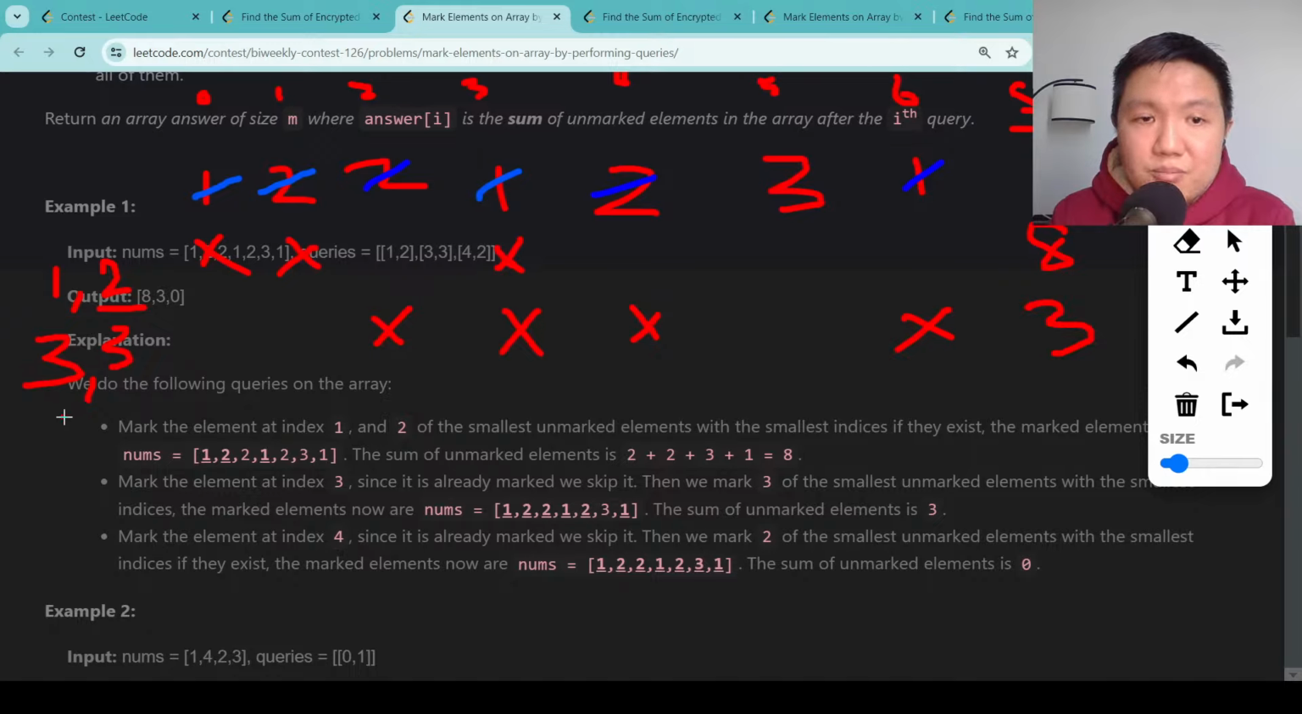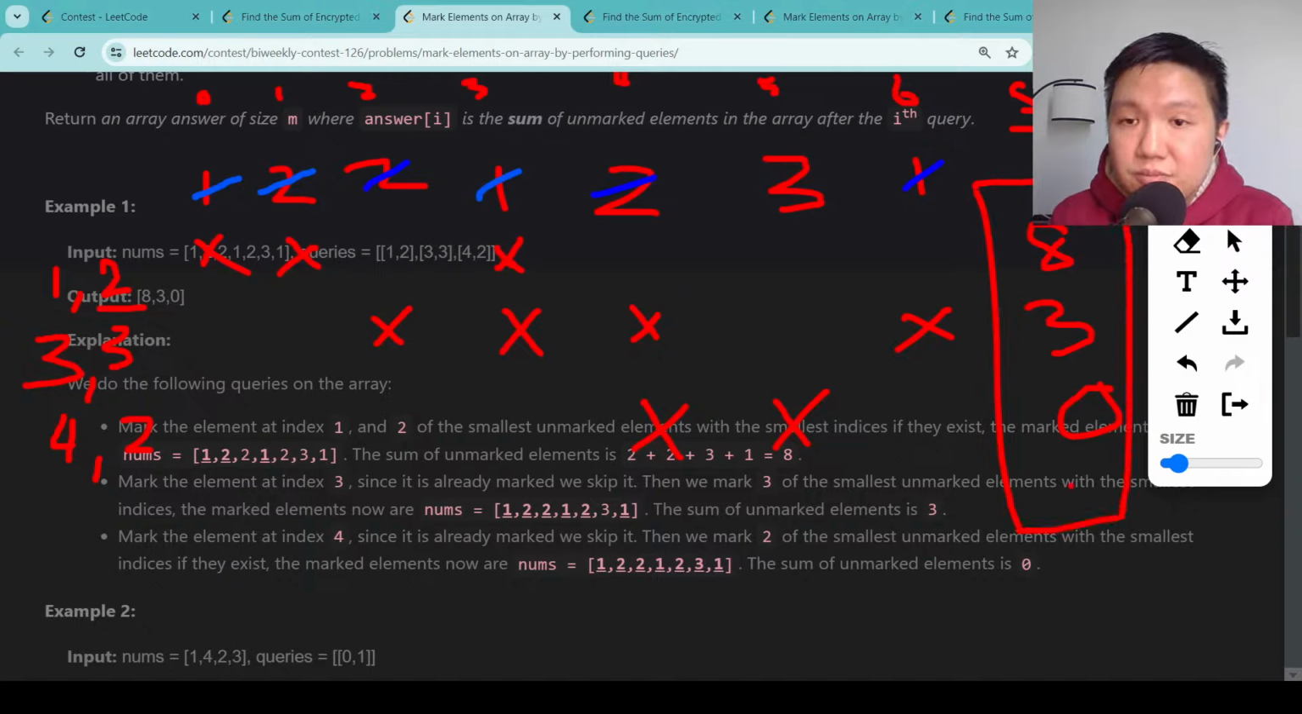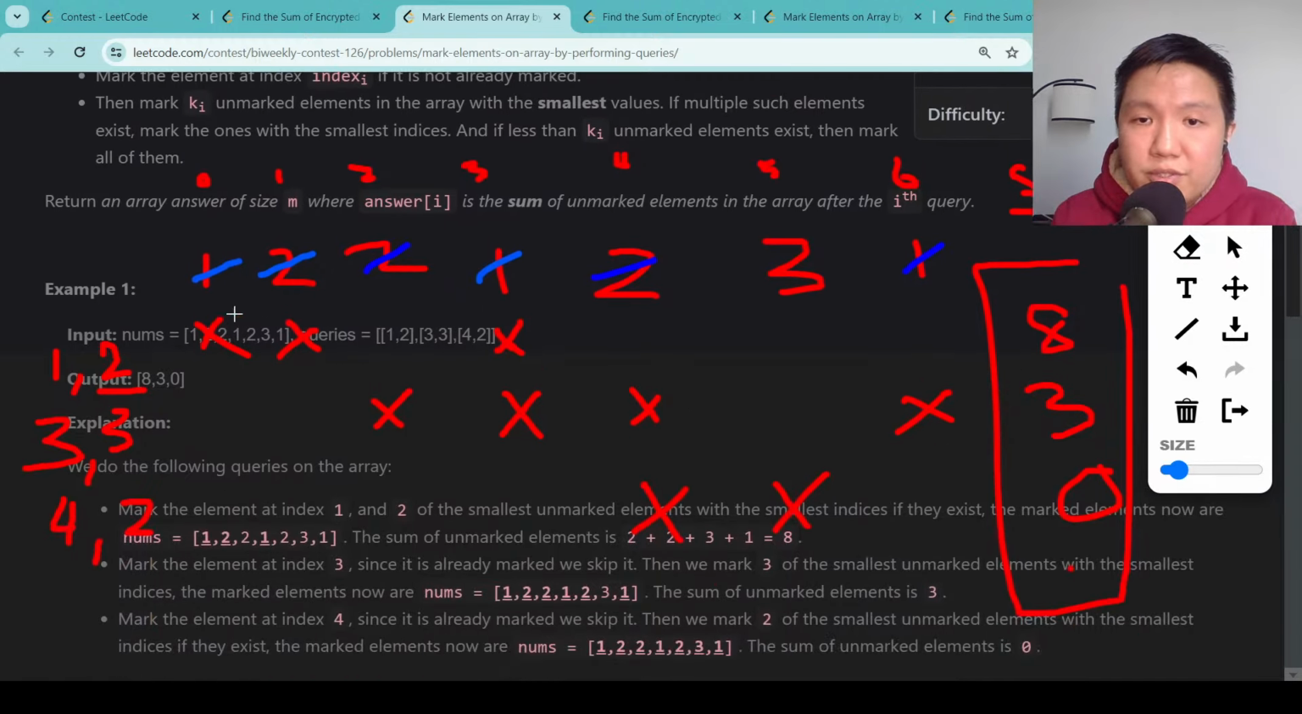And then the last step is 4, 2. So 4, 2, we're going to kill number 4. And then there's only one guy left, so kill him. So this is 0. So your answer is 8, 3, 0. So this is what the question is asking for.